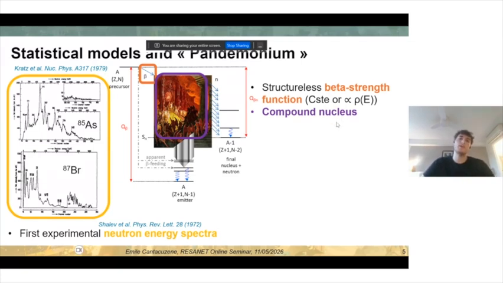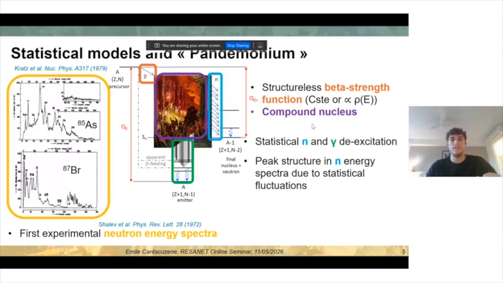One of the main assumptions used in the statistical models is that the beta strength function, the function that tells you with what percentage you feed each state, has no structure. Basically, it's either constant or proportional to the density of energy. Once you have this hot, messy nucleus, the way it will de-excite is by emitting statistical gamma rays or neutrons. By statistical, I mean high multiplicity and low energy, meaning that most detectors will not see them because they're too low energy.